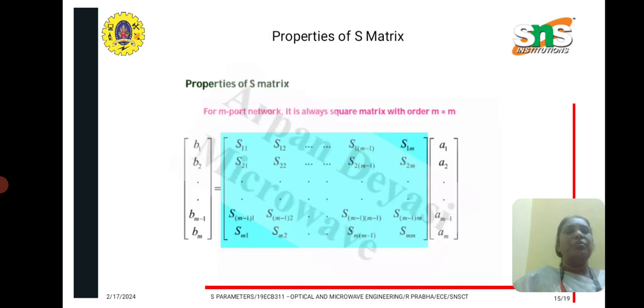Now we are coming to the properties of the S matrix. The first property: for an M port network, the scattering parameter matrix is always a square matrix of order M cross M. For example, if we take a 3 port network, its order is 3 cross 3. So the scattering matrix is always a square matrix.